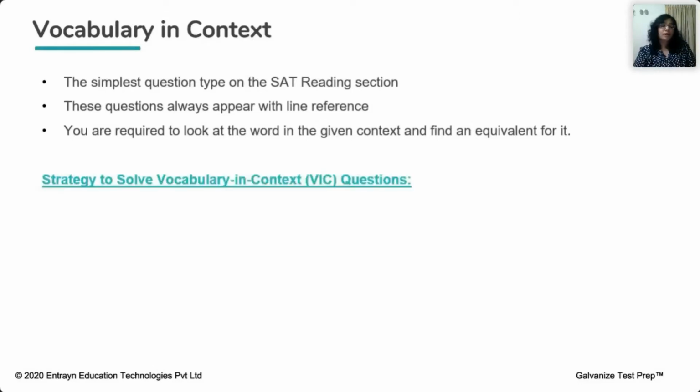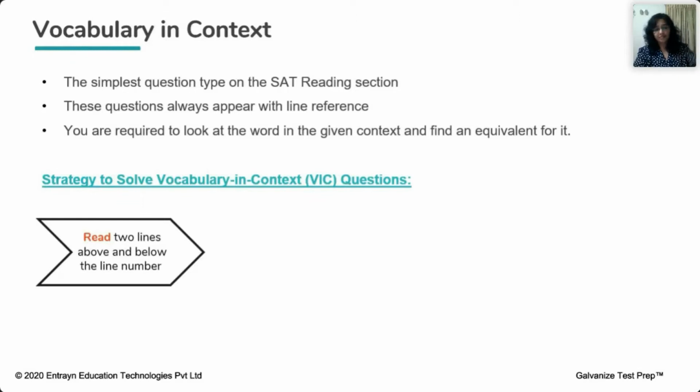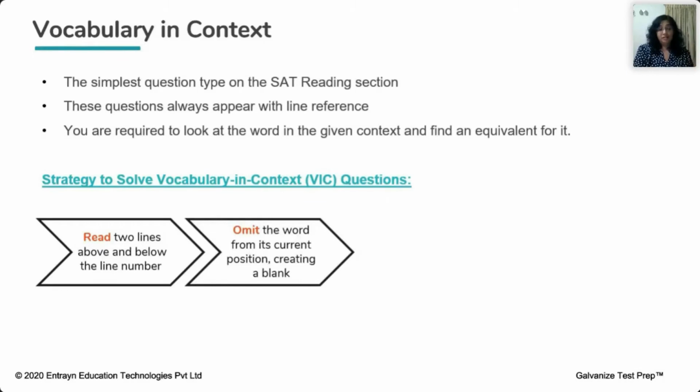So the strategy that we advise for vocabulary in context questions is just read in the neighborhood of the line number that's given to you, the line number where the word is. So you read the sentence before and after, or if it's a long sentence, maybe just that one sentence. Then you omit this word from its current position. So you mentally blank it out, right? Or you can strike it out on the paper with a pencil if you wish.